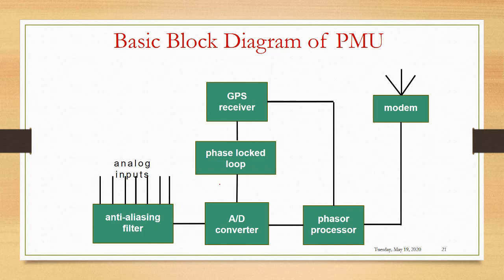So here we can see we have the analog inputs from CTs and PTs. We take the analog input, and through an anti-aliasing filter we check the aliasing with respect to the sampling signal. Then it is fed to the AD converter. Then after converting to the digital signal, it is fed to the phasor processor. And it happens through the GPS receiver, because we collect the GPS signal, and through a phase lock loop, then the digitized signal is sent through the modem to the master station.